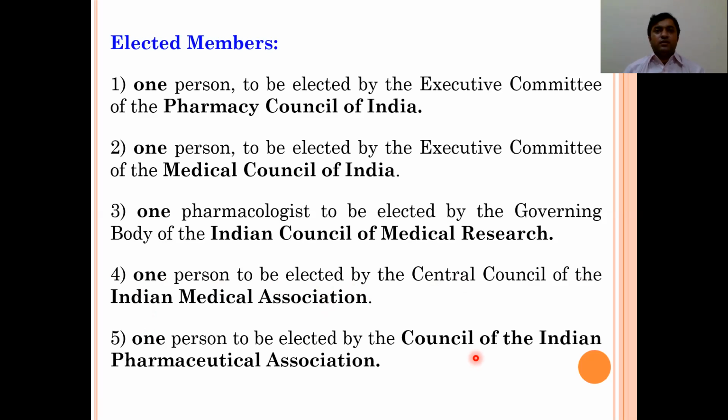See, 3 persons are from the medical side: one is the Medical Council, one is the Indian Council of Medical Research, and one is the Indian Medical Association. 2 persons are from the pharmacy side: the Pharmacy Council of India and the Indian Pharmaceutical Association. These are the 5 elected members.